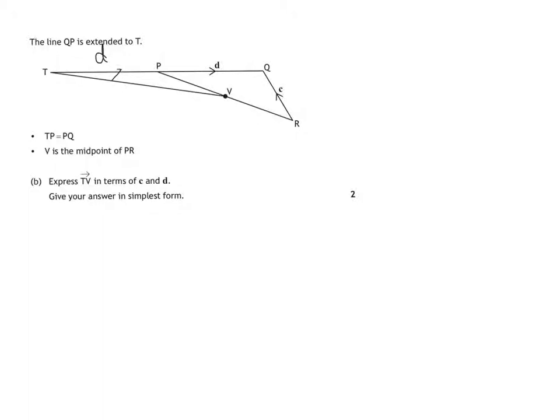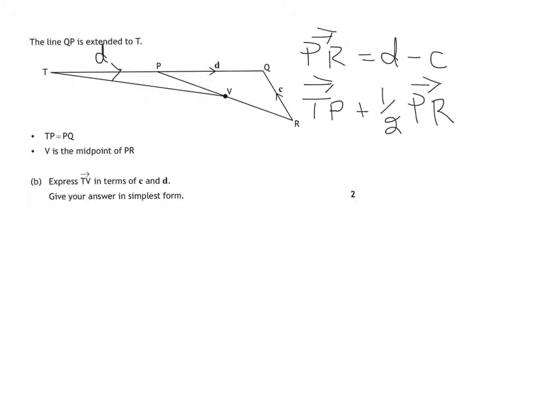So we are going from T to V. So we're going to go along here, and then we need to come down there. Now we've already expressed P to R. We have said that P to R is equal to D minus C. So let's put that in. Just a wee reminder, we already know that P to R is D minus C. So what we're going to do is come along T to P, and then come halfway down P to R.